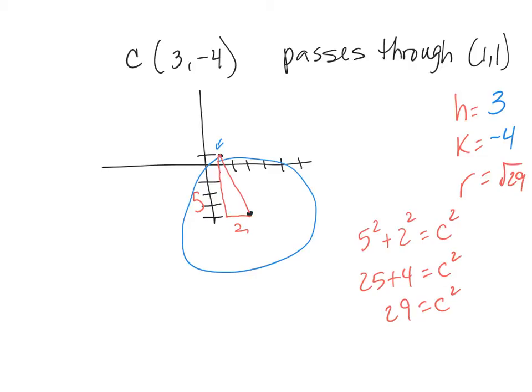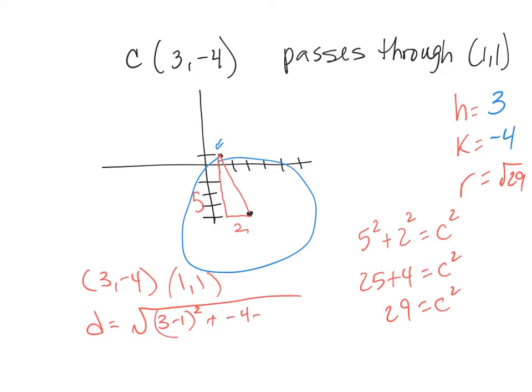You can also use the distance formula. You've got the 2 points (3, -4) and (1, 1). You need to find the distance. So distance is equal to the difference of the x's squared plus the difference of the y's squared, which is going to be 4 plus 25, and it's the square root of 29.